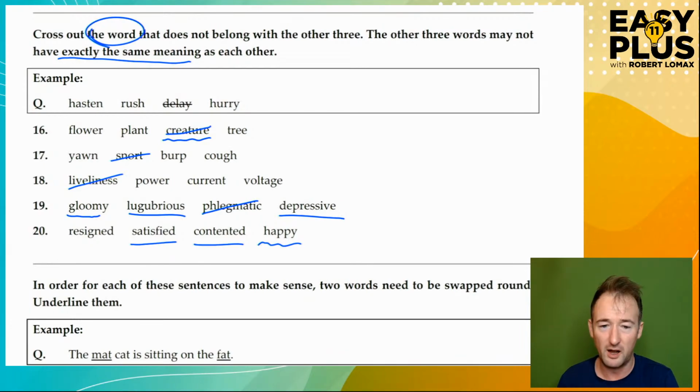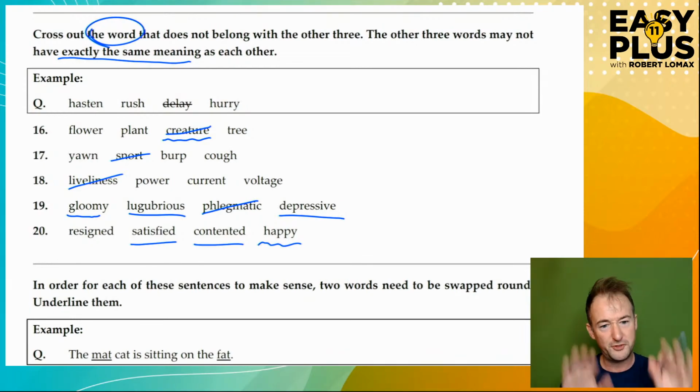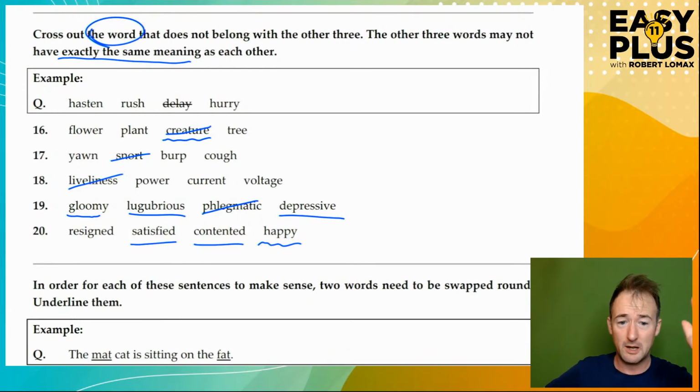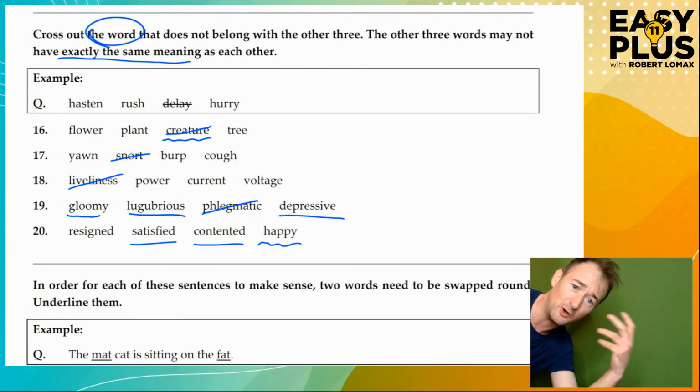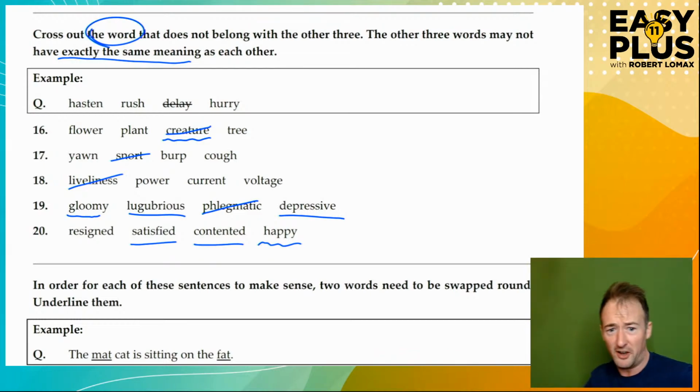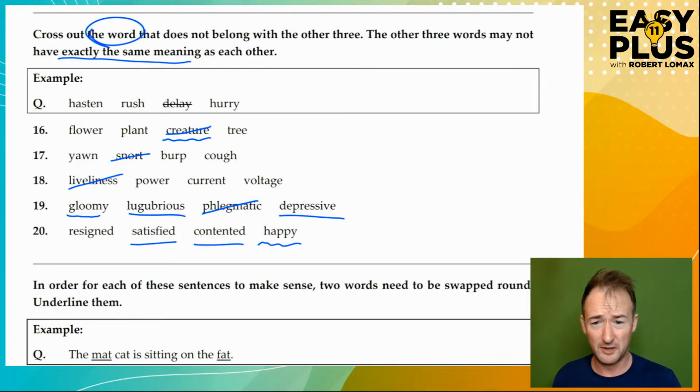Resigned, so it could be I resigned from my job. I'm done with this. I'm out. Bye-bye, people. I don't want to teach you anymore. Only joking. But that would be an example of someone who has resigned. But that isn't what we're talking about here. We're talking about an adjective, satisfied, contented, happy.